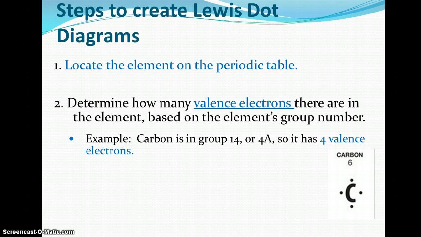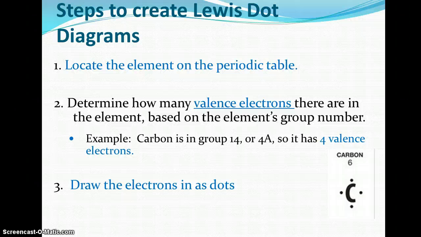So, for example, carbon is in group 14, or 4A, so it will have 4 valence electrons. As you can see in the drawing over here, carbon has 4 different valence electrons. What we're going to be learning today is how to actually draw those dots in the correct order. So we're going to draw the electrons in as dots. Since carbon had 4 valence electrons, it had 4 dots.